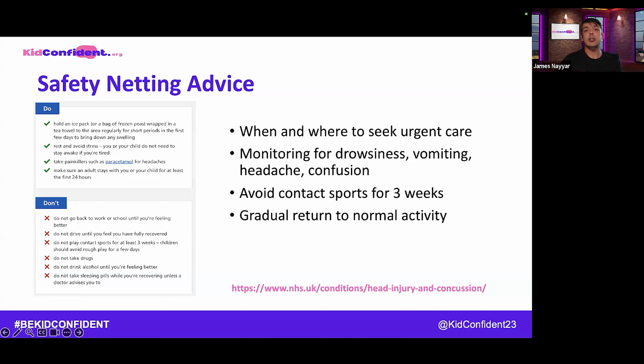So that's on that QR code that I was showing before, and I will show again, if you want to download that as well. It doesn't replace any guidelines, obviously, but it is made based on all the guidelines. So make sure you give them some safety netting advice rather than just telling them.